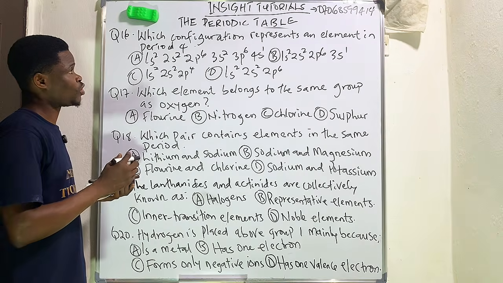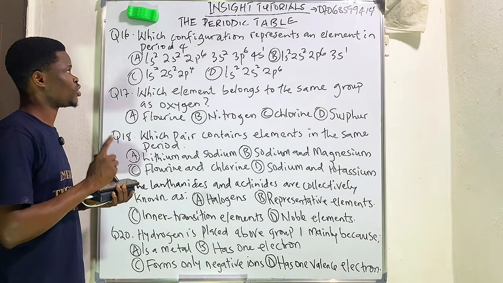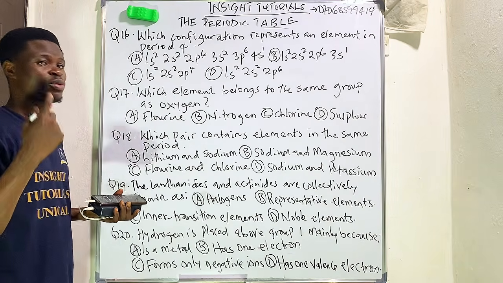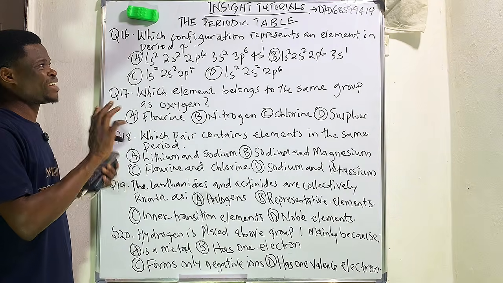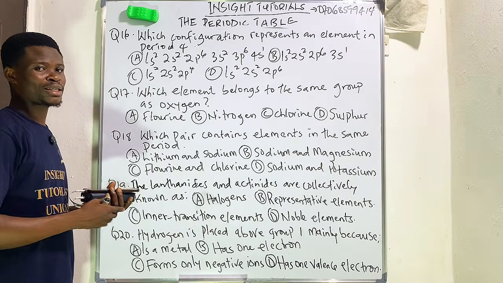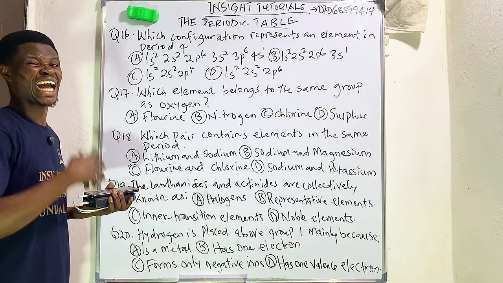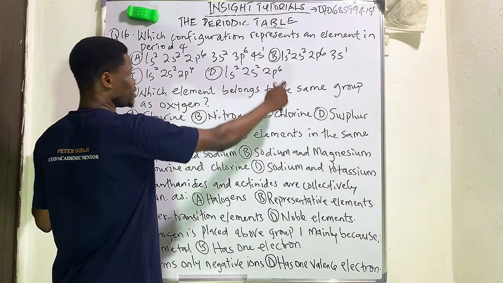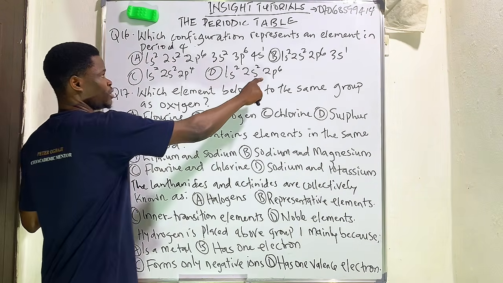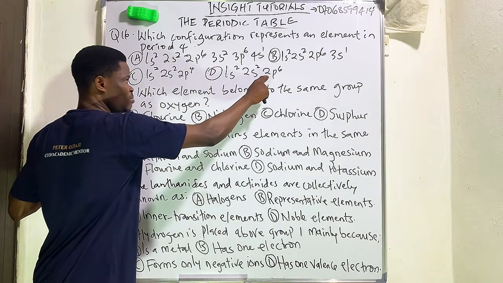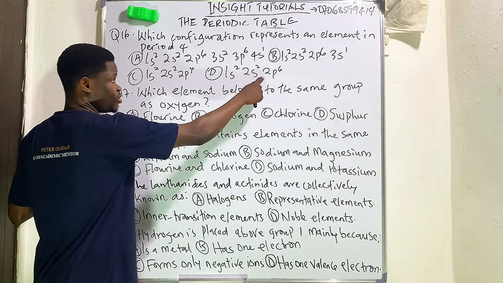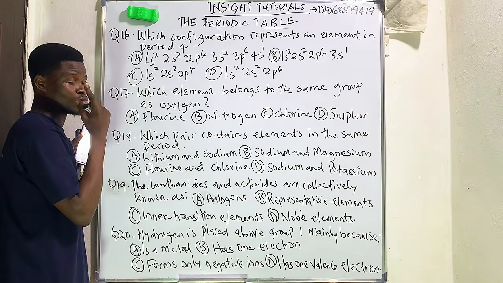Next. Which configuration represents an element in period 4? Look at the options and the configuration. You could pause your video and tell me what answer you think this will be. In a very simple way, to determine the answer, look at the highest shell, or energy level. This particular element is a p block element, and the highest level is 2. So it's a period 2 element.